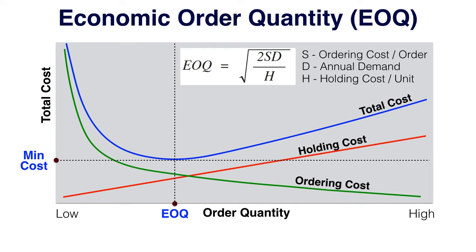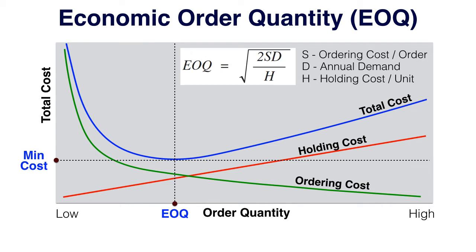And what is S? S is the ordering cost per order. For example, if you order 12 times in a year, your order cost is the ordering cost times 12. If you order only 6 times, it's less, and so on. So the ordering cost per order is S. D is the annual demand, the total demand during 1 year. And H is the holding cost per unit.